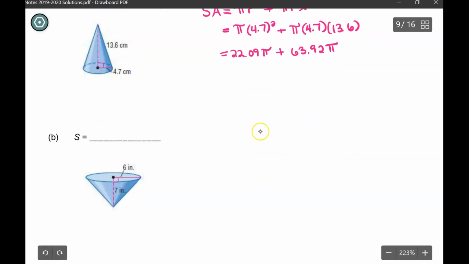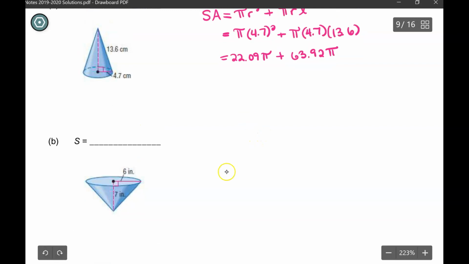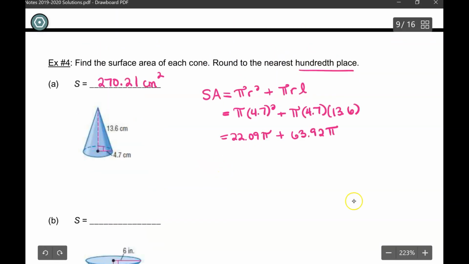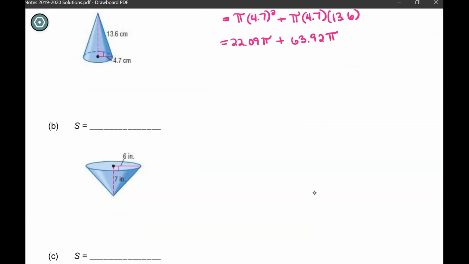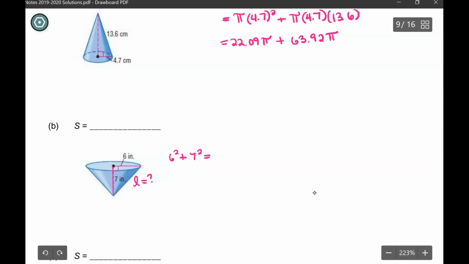Okay, the next one, if you want to try a couple of these on your own and check back, you can pause it. With this one, I noticed 7 is referring to, looks like 7 is referring to the height, so we have to figure out what the slant height is. So I have 6 squared. Remember, it's always going to be the radius squared plus the height squared equals L squared. So 6 squared plus 7 squared equals L squared. 36 plus 49 is 85. So L is going to be square root of 85.